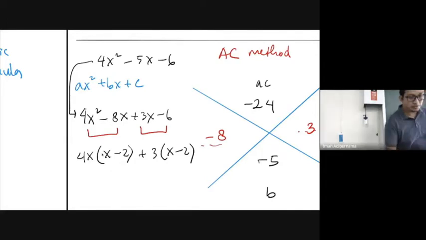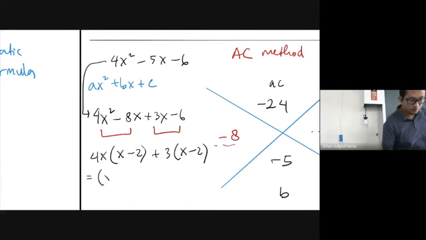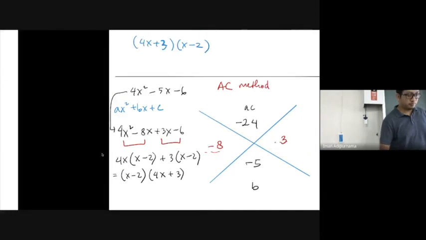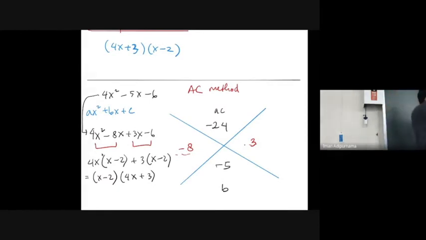So you both have x minus 2. Let's factorize this x minus 2. So x minus 2 times 4x plus 3. Okay, the same. Okay, you can also use this one, but I'm too lazy to draw this x, so I just go for the first one. But you can also use this.